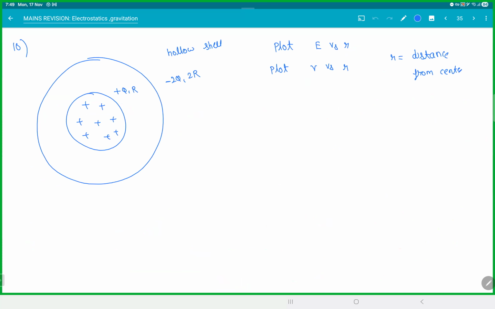Let's get this. A hollow shell, solid sphere, plus QR, minus 2QR. Plot E versus R and V versus R graph. Yeah, this is brute force actually. Out of all, the graphs will be always the toughest ones because you literally have to do everything. If they just ask you find the field here, find the field here, your life will be easy. But when you do graph, you're literally covering everything.